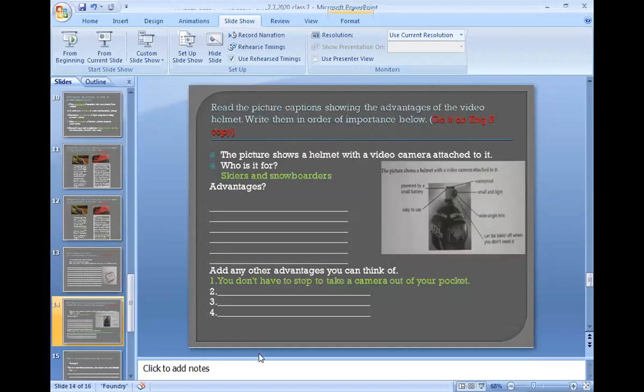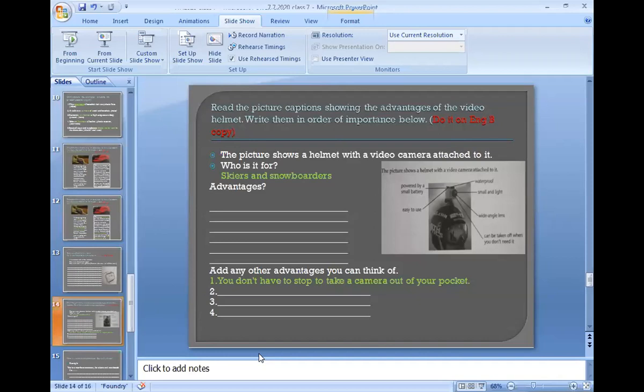The next one is: read the picture options, captions showing the advantages of the video helmet. Now see, the picture is given to you. Write them in order of importance below. Do it on the English B copy. The picture shows a helmet with a video camera attached to it. Who is it for? I have given you the answer: skiers and snowboarders. The options are given to you. You can take help from there.